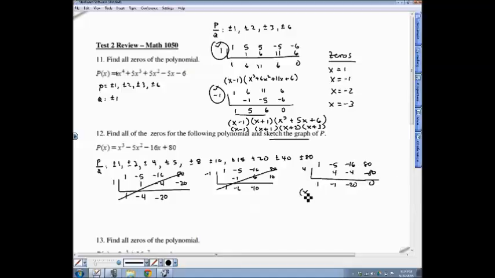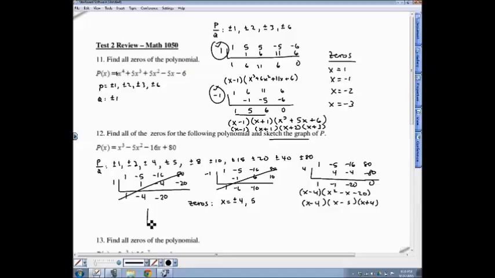So x equals 4. That also means x minus 4 is a factor, and these would be the coefficients of the reduced polynomial, x squared minus x minus 20. And again, this is kind of nice. This quadratic factor here, x squared minus x minus 20, can be factored into x minus 5 times x plus 4. So the three zeros are x equals 4, -4, and 5.